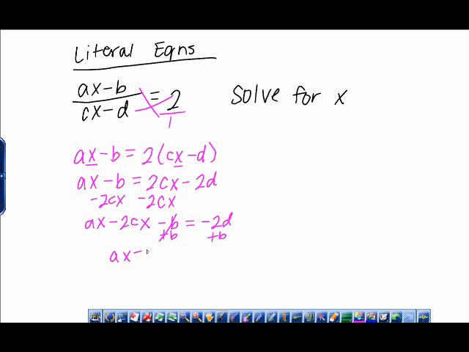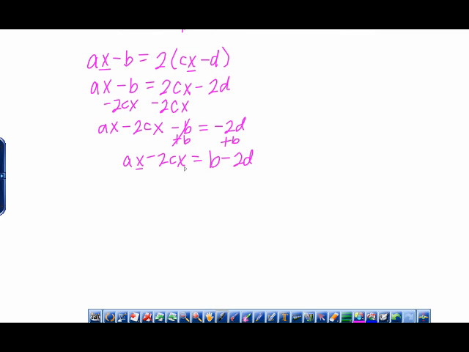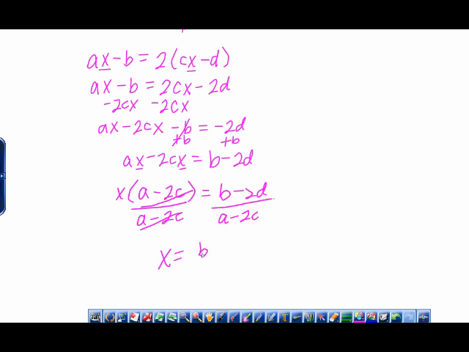Now when you add this b over, it's just a lot cleaner looking to go ahead and write it first, since it's the positive term. Now, I already kind of hinted at this, but because the x is there twice, we're going to have to factor that out. That's the only way to isolate it. And now, hopefully, the very last step is obvious. Divide by a minus 2c. So here's your answer. x equals b minus 2d over a minus 2c.